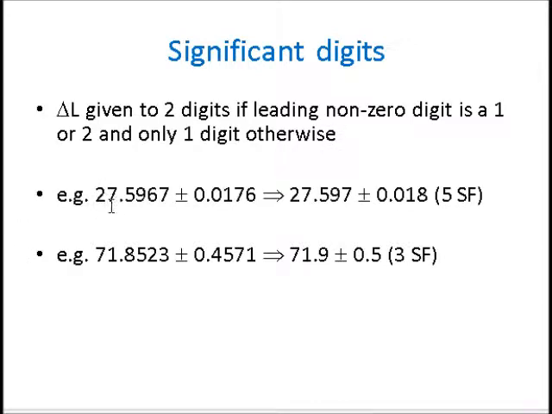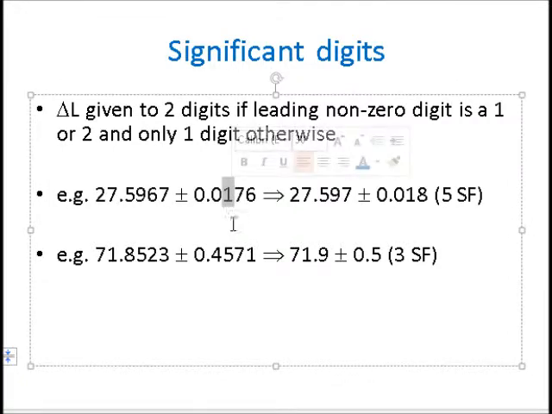For example, in this case, 27.5967 plus or minus 0.0176. Well, the leading digit is a 1, right? So our rule says we should go to 2. So we would round the uncertainty to 0.018. This is 3 places after the decimal, so the measurement we round to 3 places after the decimal. This number now has 5 significant figures.